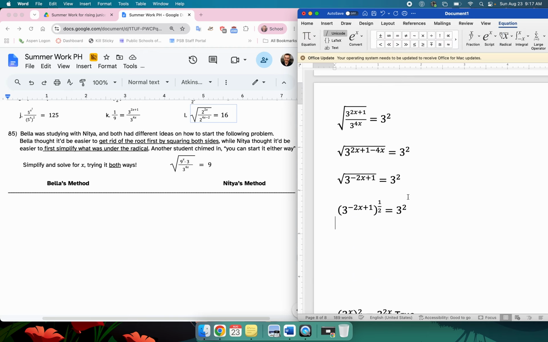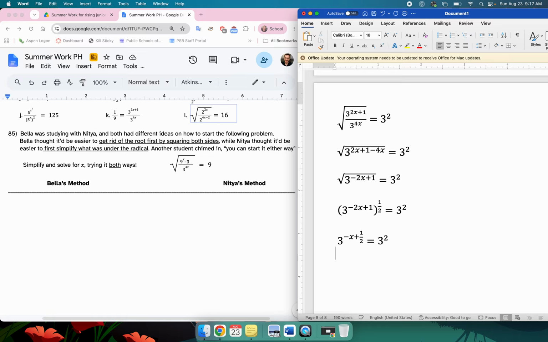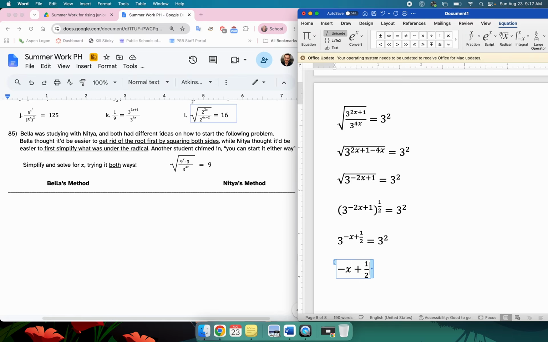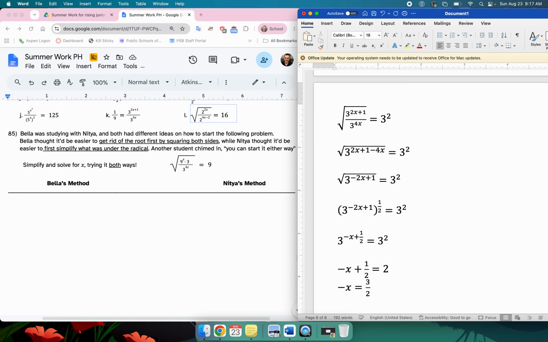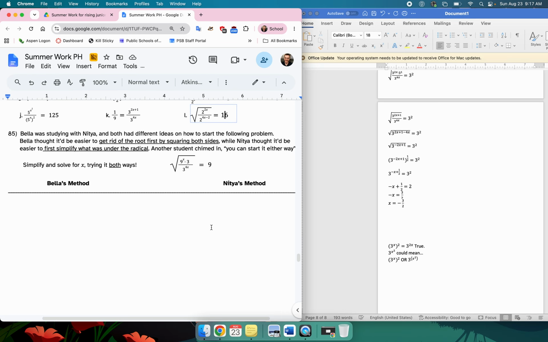You multiply those exponents. So I multiply this whole guy here by 1/2. I get negative x plus 1/2 is equal to 3 squared. So evidently negative x plus 1/2 is equal to 2. So negative x is equal to 3/2. So x is equal to negative 3/2. Okay, there it is.